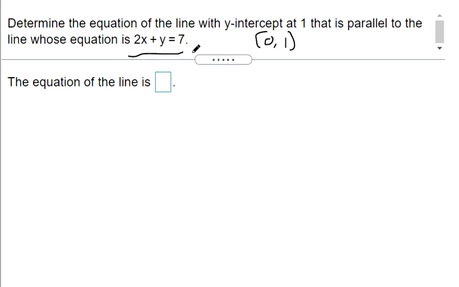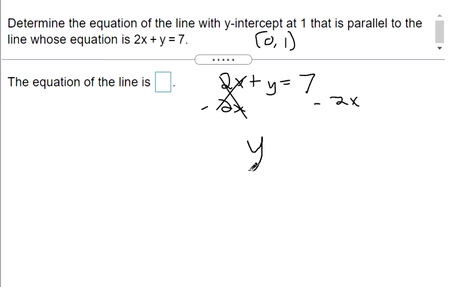If two lines are parallel, then they have the same slope. So let's take this equation and figure out what its slope is. Let's put it in slope-intercept form. So I'm going to subtract that 2x from both sides, because slope-intercept form is where you just have the y by itself. I've got to make this disappear. Now it's in slope-intercept form.